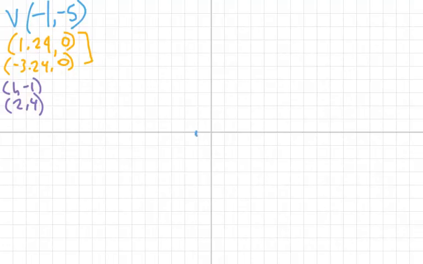So we go to the left 1 and then down 1, 2, 3, 4, 5. That's going to be our vertex. And remember, this is concave up, it'll be opening up. Let's do some of these easy points from the table. We have (1, −1). We have (2, 4).